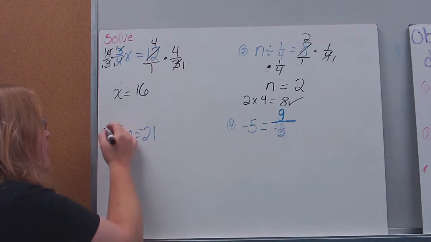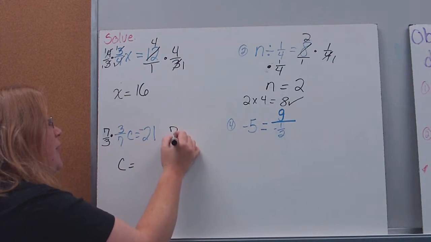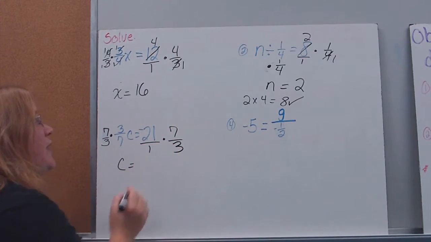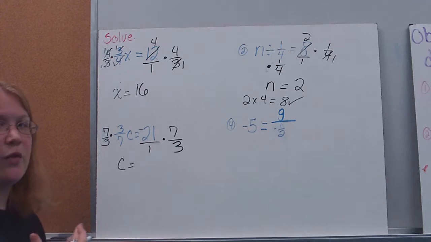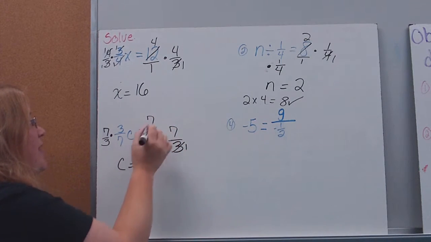All right? So over here, those would cancel. I'd be left with just c. Here I'm going to multiply the reciprocal as well. So I'm going to write 21 over 1 so that it's a fraction. 3 goes into 3 once. It goes into 21 7 times.